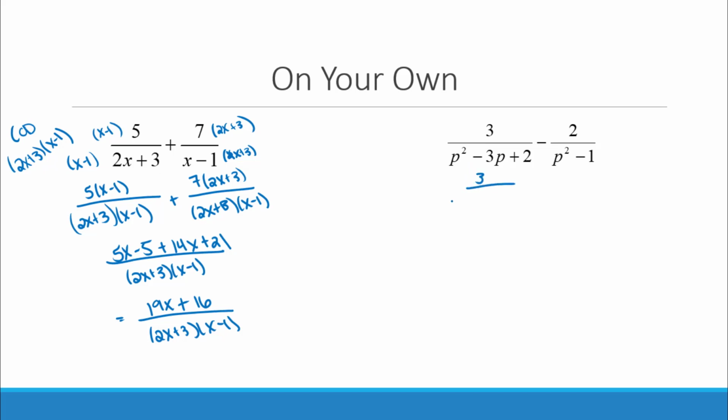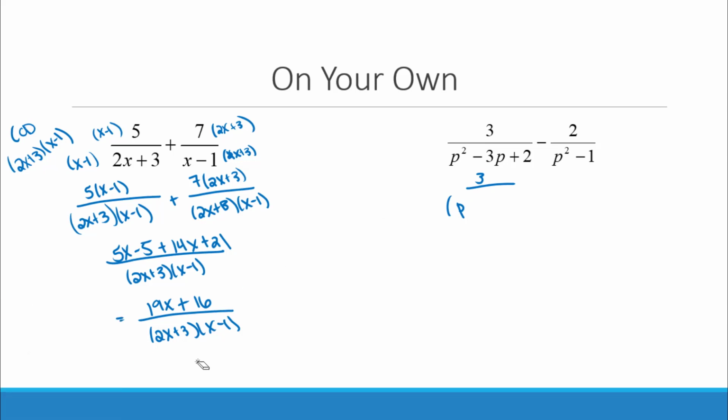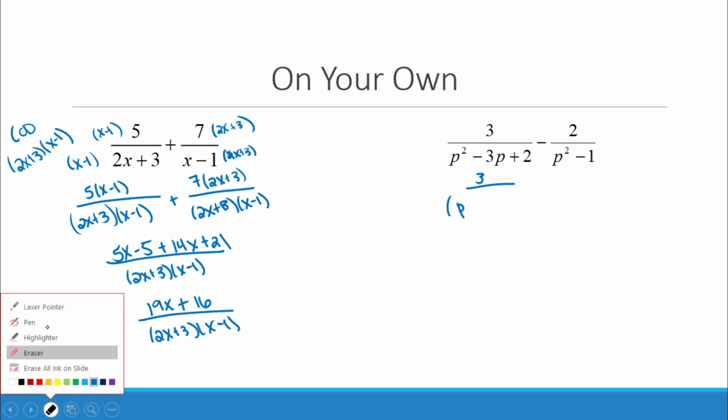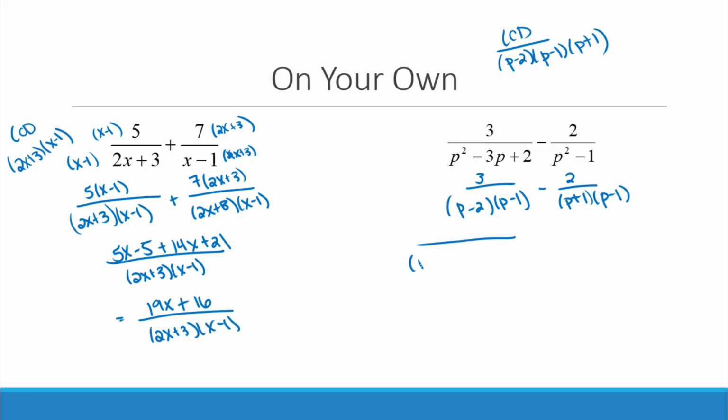I'm going to rewrite this first fraction with a factored denominator. This is going to be p minus 2, and then p minus 1. Minus 2 over, this is a difference of squares, so this is going to be p plus 1 and then p minus 1. So what would my LCD be? It would be my first denominator, which is p minus 2, p minus 1. Anything new in the second denominator is going to be p plus 1. So I'm going to rewrite that in my denominator for both of them, p minus 2, p minus 1, p plus 1.